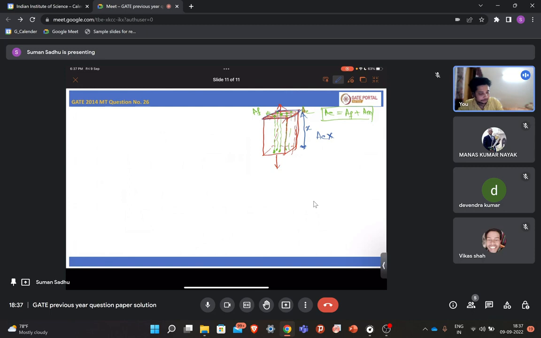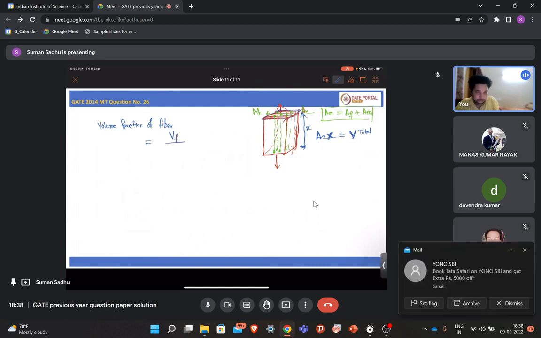So AC into X will be your total volume, right? Now what will be the volume fraction of the fiber? Volume fraction of the fiber means the volume of the fiber divided by the total volume, right? So now what will be the volume of the fiber?